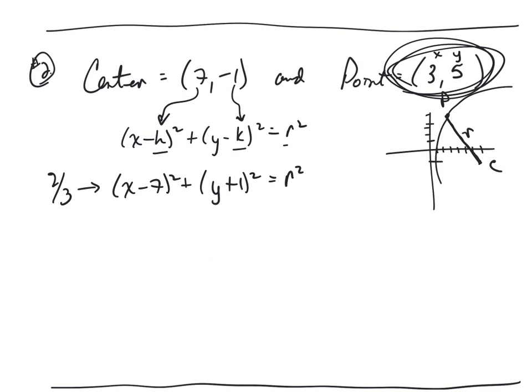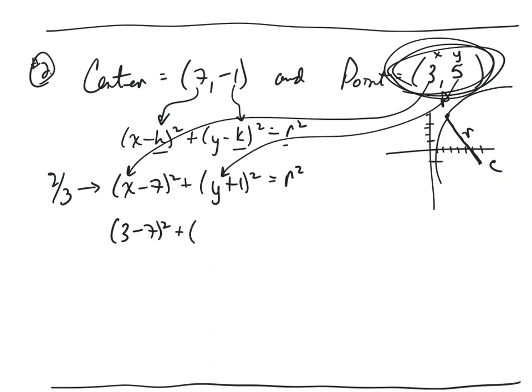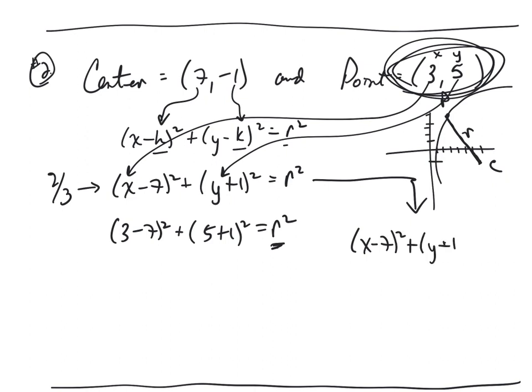But please notice what happens if I replace x with 3. So I replace this x with 3 and this y with 5. All right, what's the only variable left now? R. And that was the other thing we were trying to find. So remember, we're trying to get our answer to be x minus 7 squared plus y plus 1 squared is equal to r squared. That's what we're shooting for, our standard form answer.